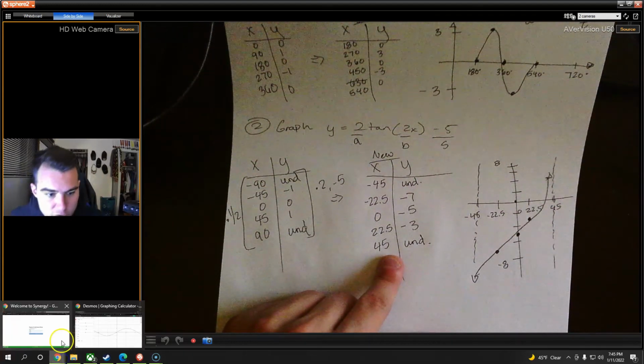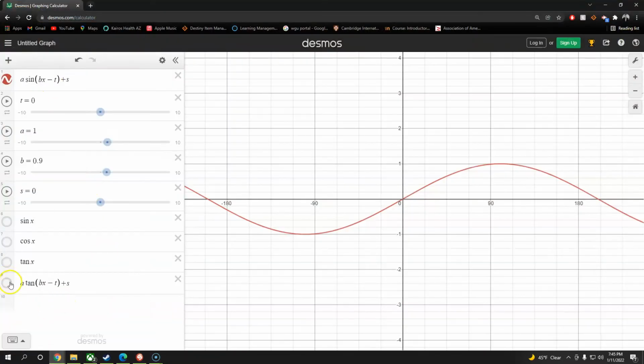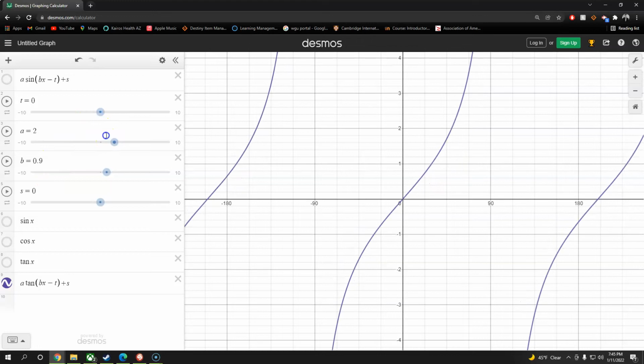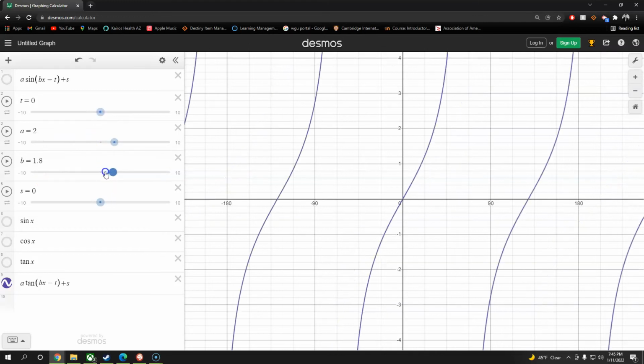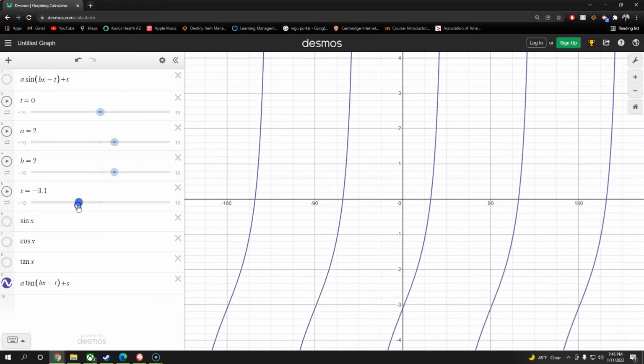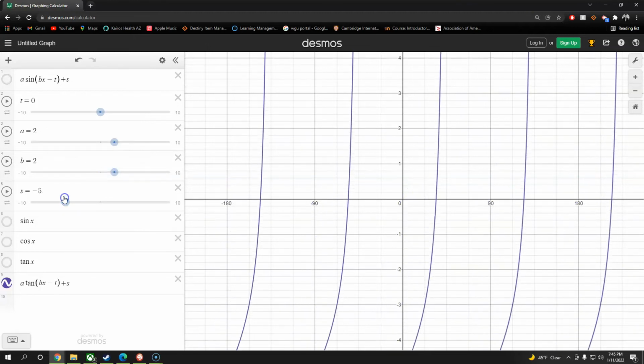It's just the tan graph that's been shifted down. Let's take a look on Desmos what that looks like real quick. Alrighty. We had our A value is 2, our T value is 0, our B value was also 2, and our S value is -5. Just to check one of the values, we got 22.5 comma -3, and along this, yeah, we pretty much nailed it.